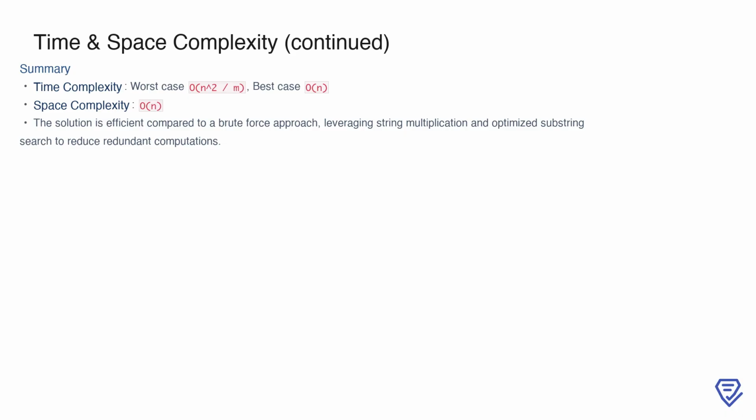The space complexity of the solution is O(n), driven by the temporary string created during the word * (k + 1) operation. This approach is substantially more efficient than a brute force method, which would have a time complexity of O(n³). By leveraging string multiplication and optimized substring search algorithms, the solution avoids redundant computations and achieves better performance for larger inputs. This makes it a practical and efficient approach to solving the problem within reasonable constraints.